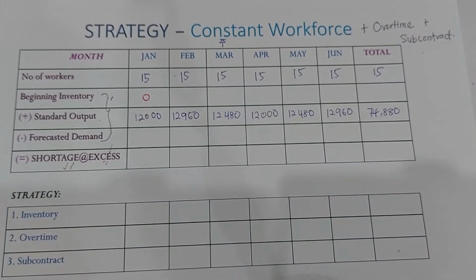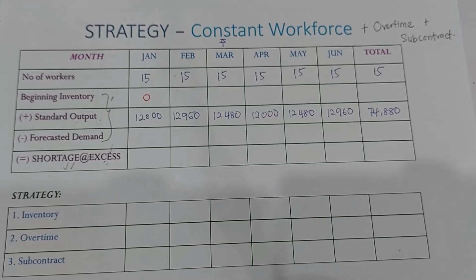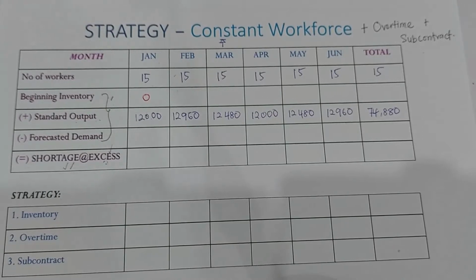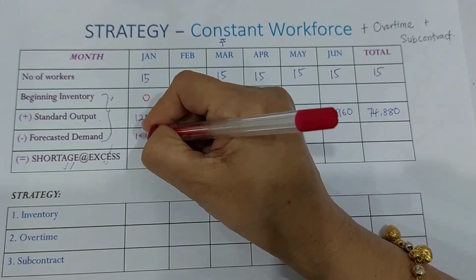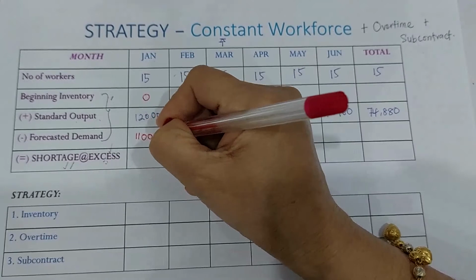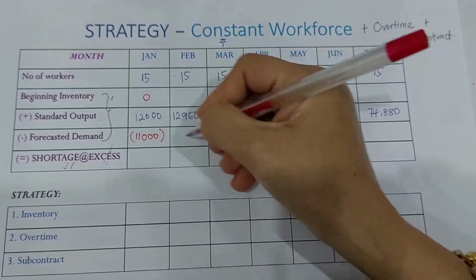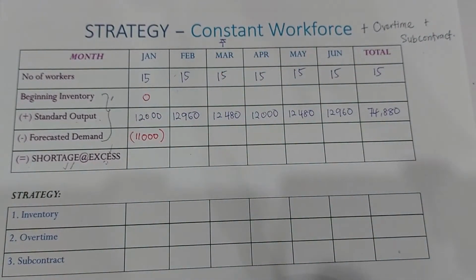Now let's see the forecasted demand. How to get the forecasted demand? It is given in the question. We just take directly what is given in the second column in the question, the forecasted demand column. In January, the forecasted demand is 11,000, and you finish off until June.